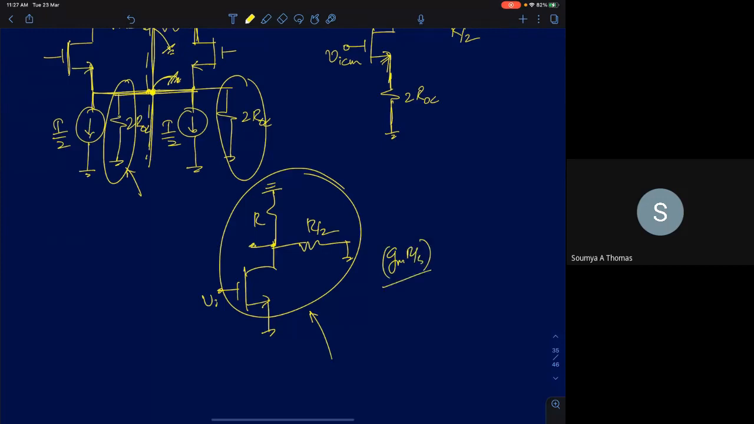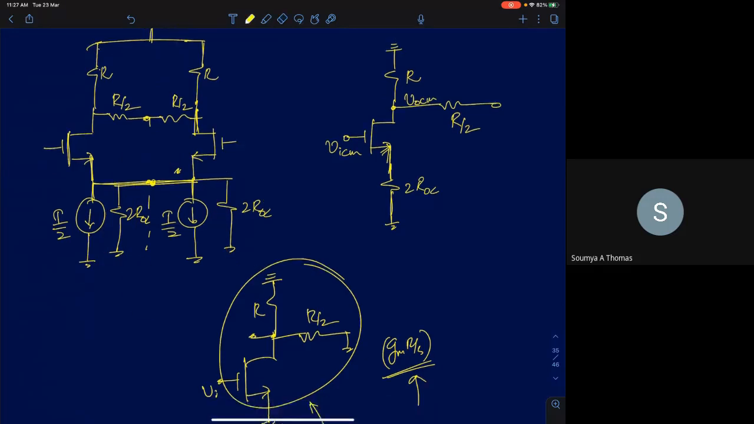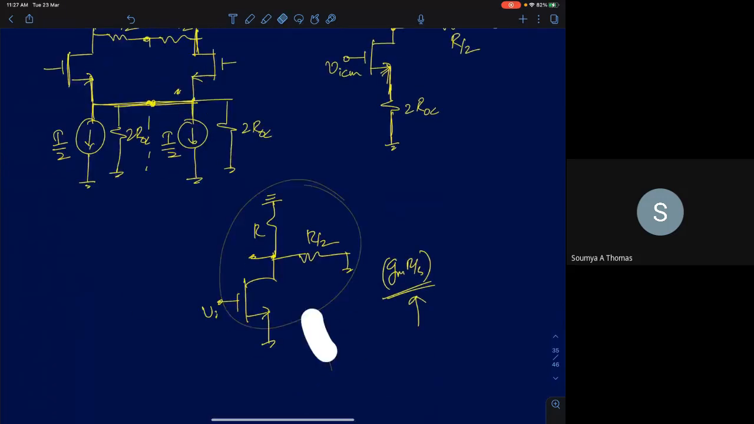Okay. The sign is important. You have to look at the circuit to write the sign. I told you guys in differential pairs, you have to look at the circuit to write the sign. The half circuit will not give you the sign information, it will only give you the gain value, which is GMR by 3.